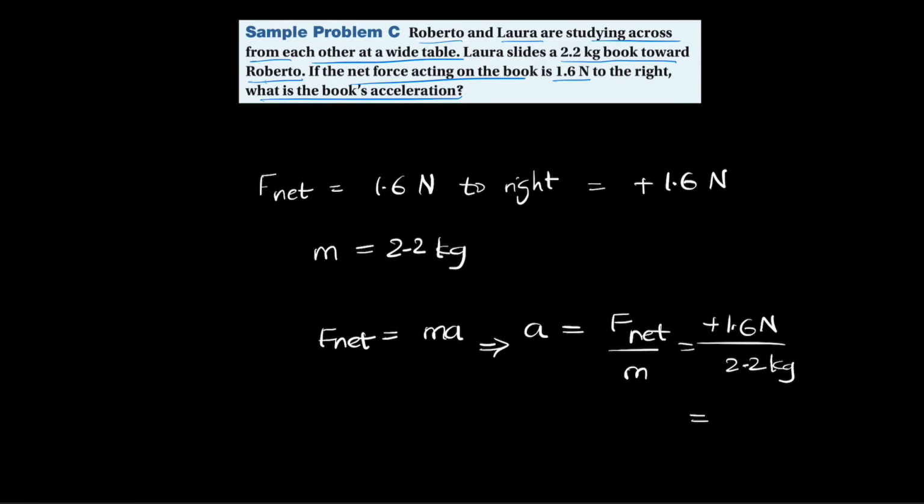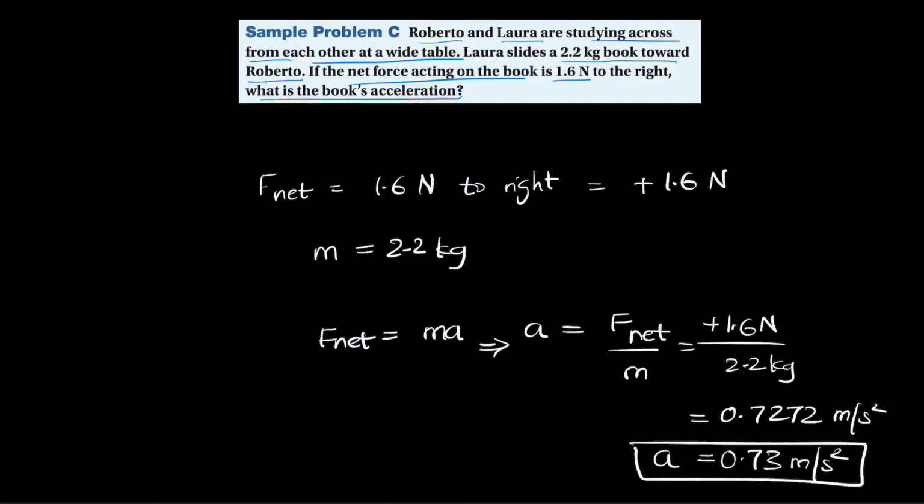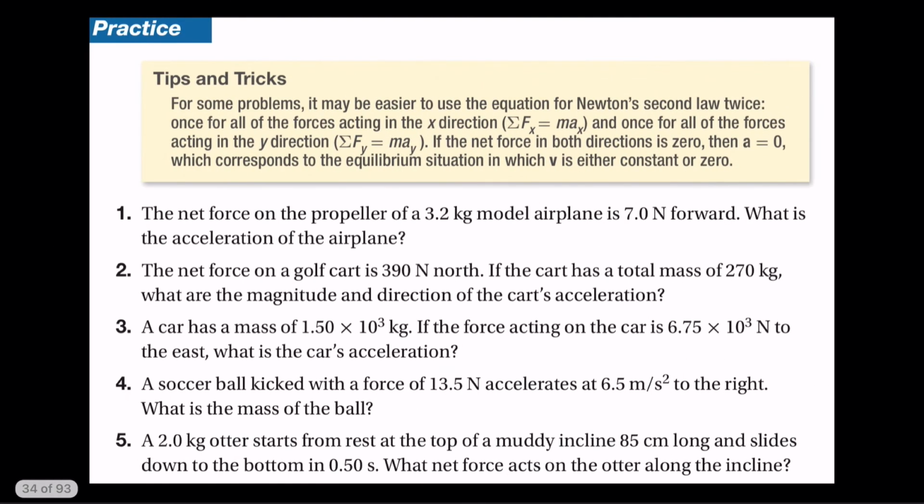So what would be 1.6 divided by 2.2? That would become 0.7272 meter per second square. So write it down as 0.73 meter per second square. This is the acceleration of that book that is being pushed with a force of 1.6 Newton. Use the same principle now. Pause the video right here and try to solve these problems.